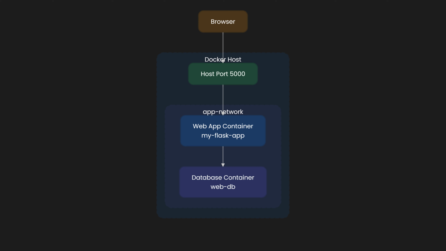Here's a visual representation of our multi-container application. The web app container communicates with the database container over the app network. The host port 5000 is mapped to the web app, allowing us to access it from our browser. This architecture enables us to build complex applications with multiple services that can interact seamlessly.